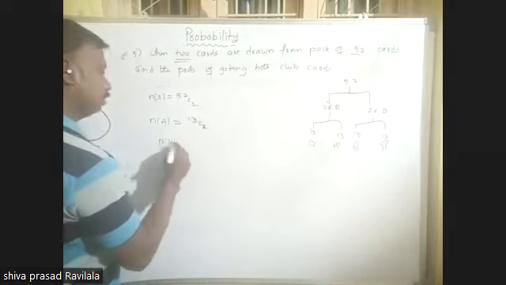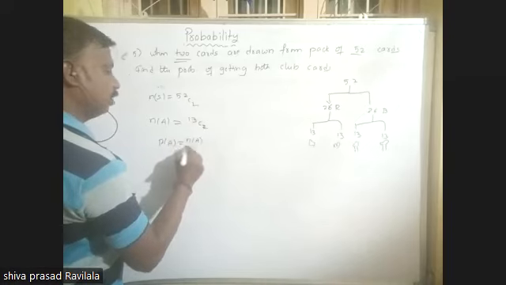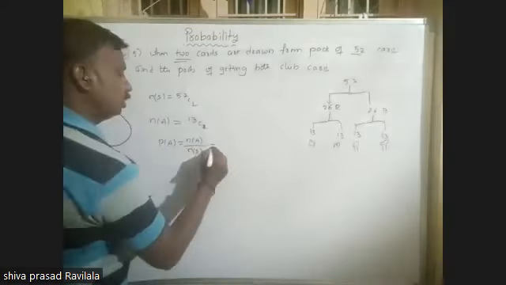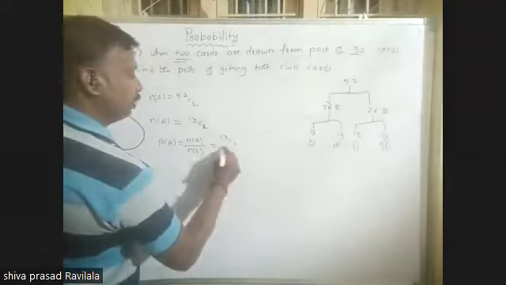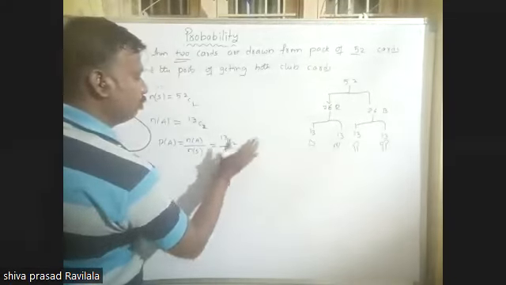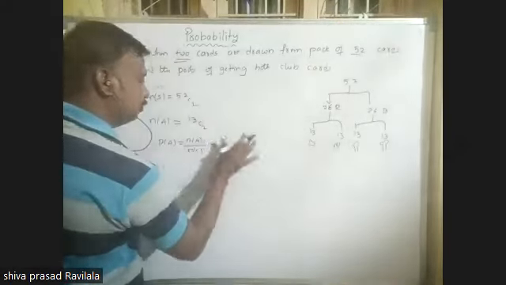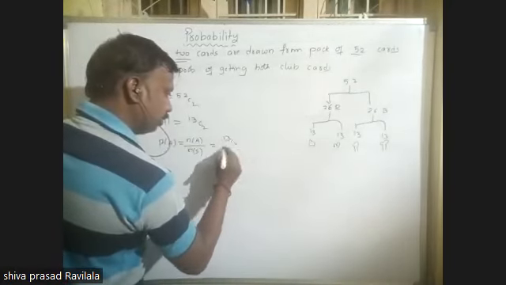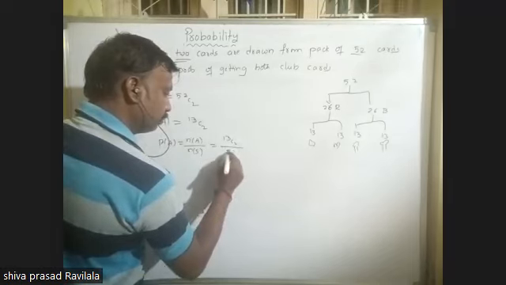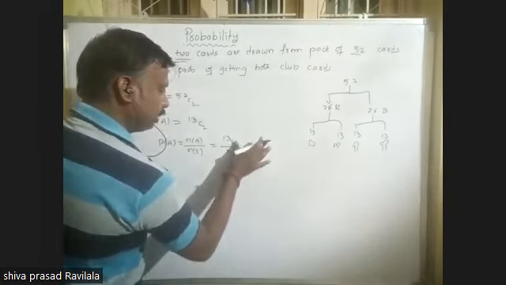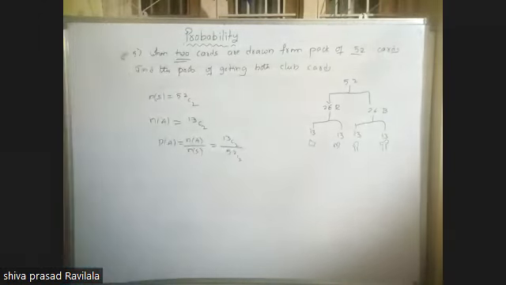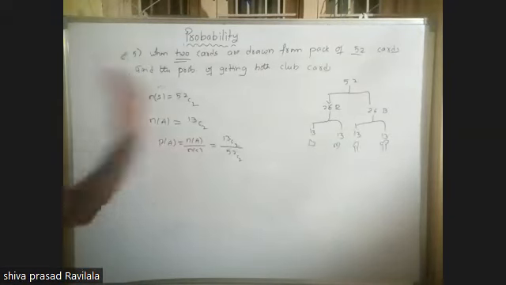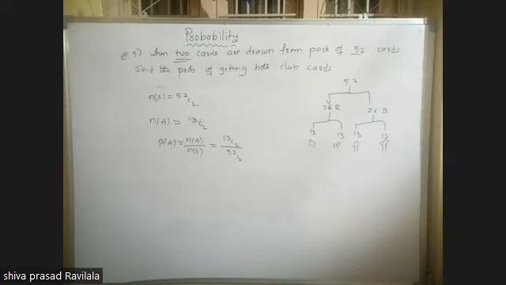Therefore, P of A is equal to n of A by n of S, which is 13C2 by 52C2. Make the calculation. That is 13 into 12 by 52 into 51. You just do the calculation. Your answer is 1 by 17. 13 4s are 52, and 4 3s are 12.